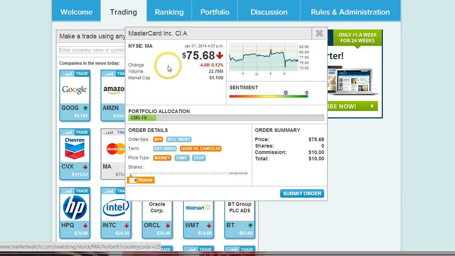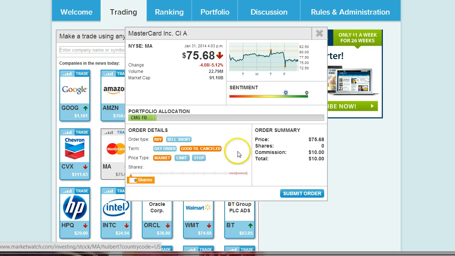Okay, now inside of the trading, you have a few things in here. You have the stock price, the volume, the market cap, and MasterCard is 91 billion. You have a recent stock chart of where the price has been, a recent high and low, and the sentiment, the green area. So you have two markings here from some analysts. In the green area, sentiment is bullish on the stock. If it was red, people would not be so happy with the stock.